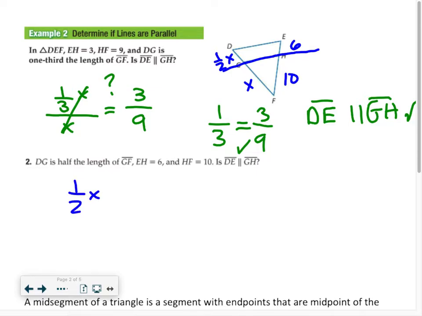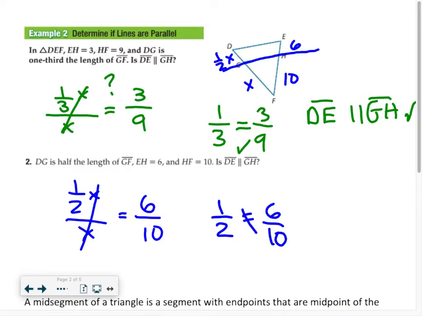1/2 X over X. Does that equal 6 over 10? Similarly, cancel your x's. So is 1/2 equal to 6 over 10? No, 1/2 does not equal 6 over 10. So DE is not parallel to GH. They're not parallel because the proportions weren't equal. Okay, those segments weren't proportional.